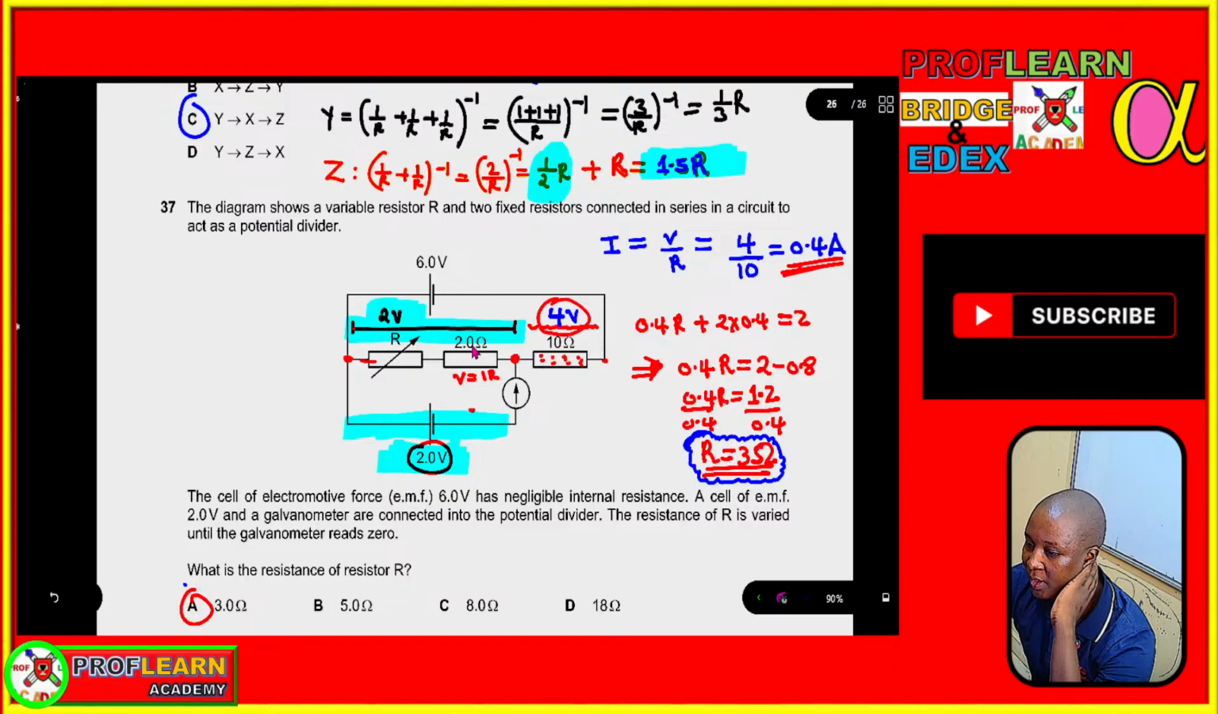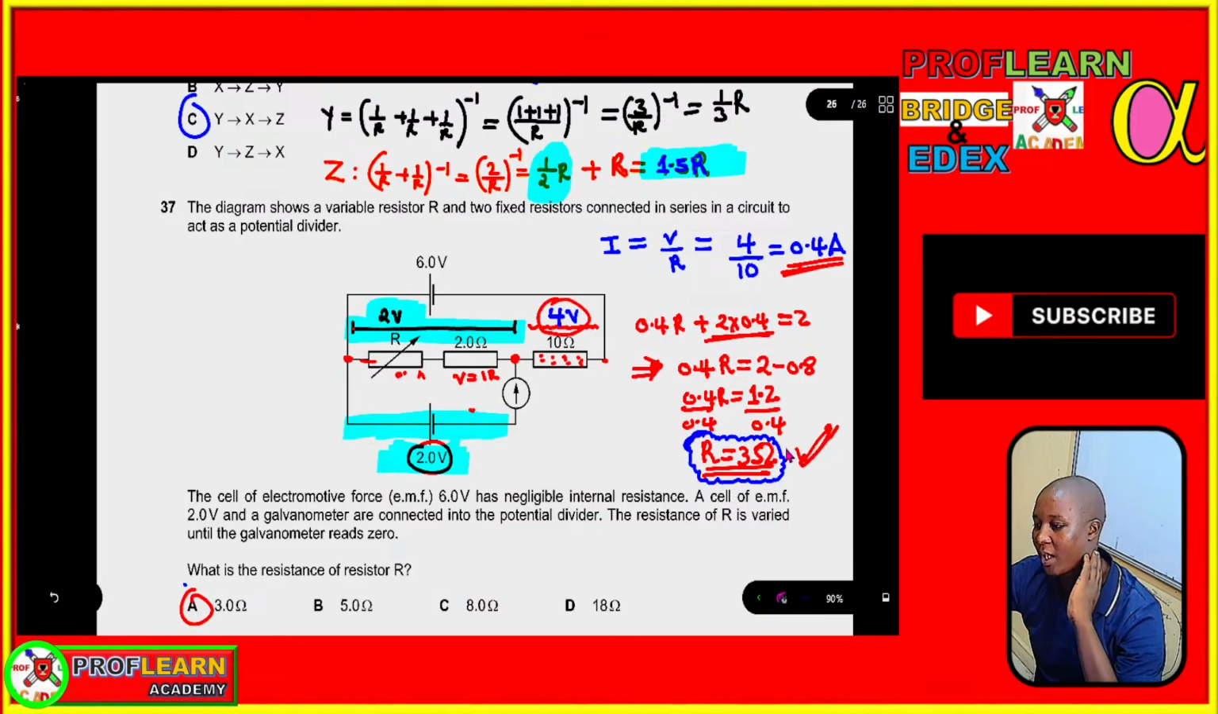So the voltage across this 2 ohm resistor will be 0.4 times 2, which is going to give us this value, and also 0.4 times R. That's why we are having this. Then if you take the 0.8 to the other side, we shall have 0.4R equals 1.2. Divide both sides by 0.4, we shall get our resistance R to be 3 ohms, like that.